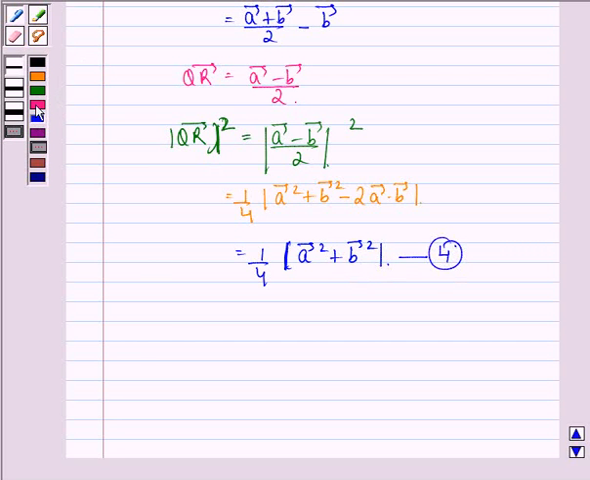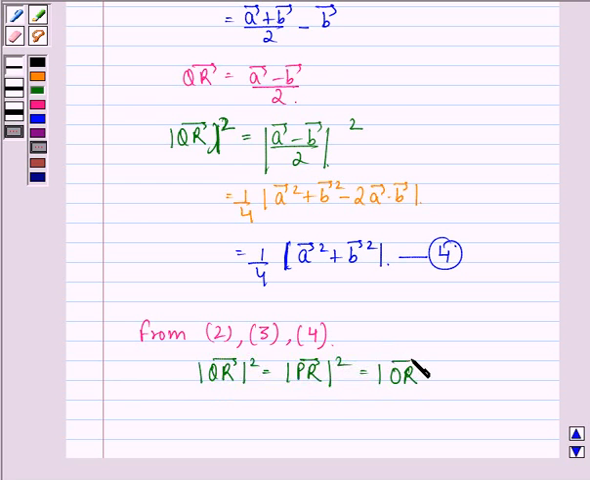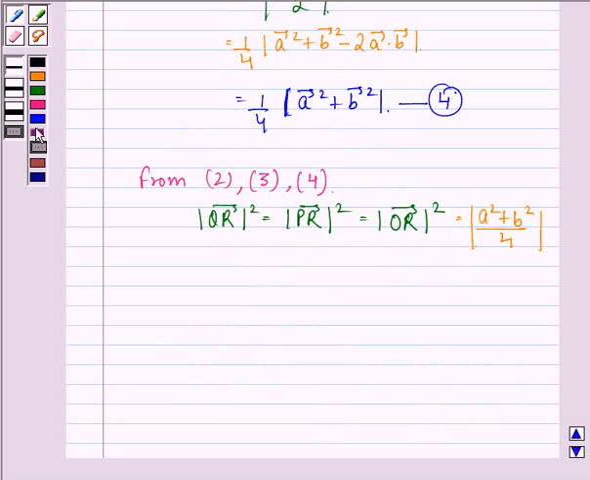So, from 2, 3 and 4, we get mod of vector QR square is equal to mod of vector PR square is equal to mod of vector OR square. Each is equal to A square plus B square divided by 4. So this is what we were supposed to prove in this question.